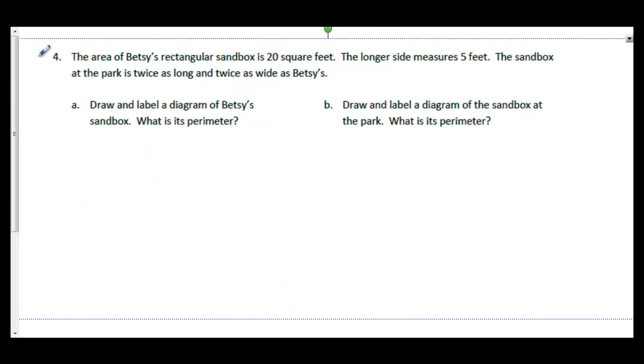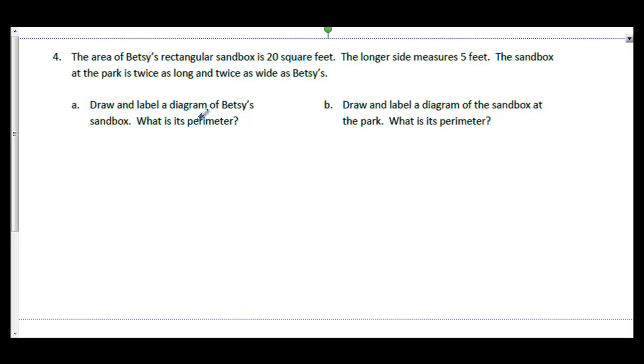Take a look at problem number 4. The area of Betsy's rectangular sandbox is 20 square feet. The longer side measures 5 feet. The sandbox at the park is twice as long and twice as wide as Betsy's. So this part up here is not a question. This is just giving us information. The question we'll get down here.